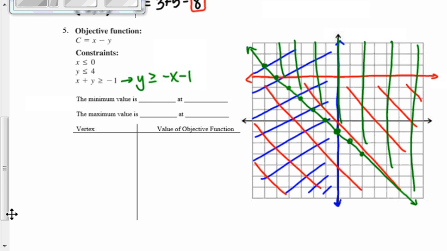So again, I'm looking for that region that has red, green, and blue. And so that's going to be this triangular region right in here.